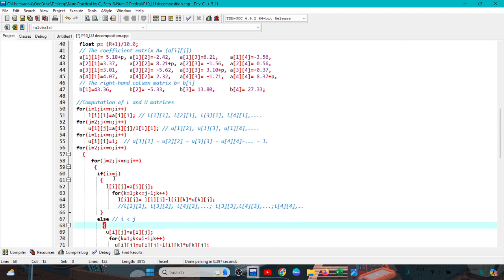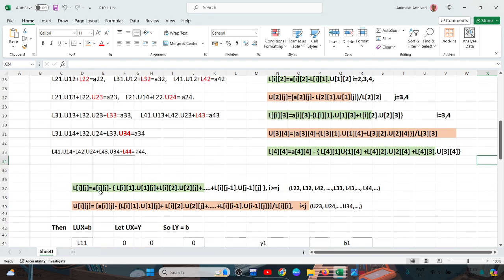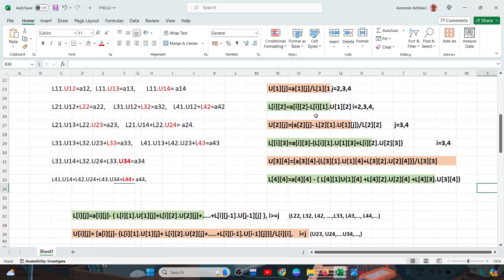Here i is greater than or equal to j. So 2 equal to 2, 3 greater than 2, 4 greater than 2, 3 equal to 3, 4 greater than 3, 4 equal to 4. These elements can be calculated from this equation, lij equal to aij. Compactly, we write lij equal to aij minus li1 into u1j, li2 into u2j, and so on.